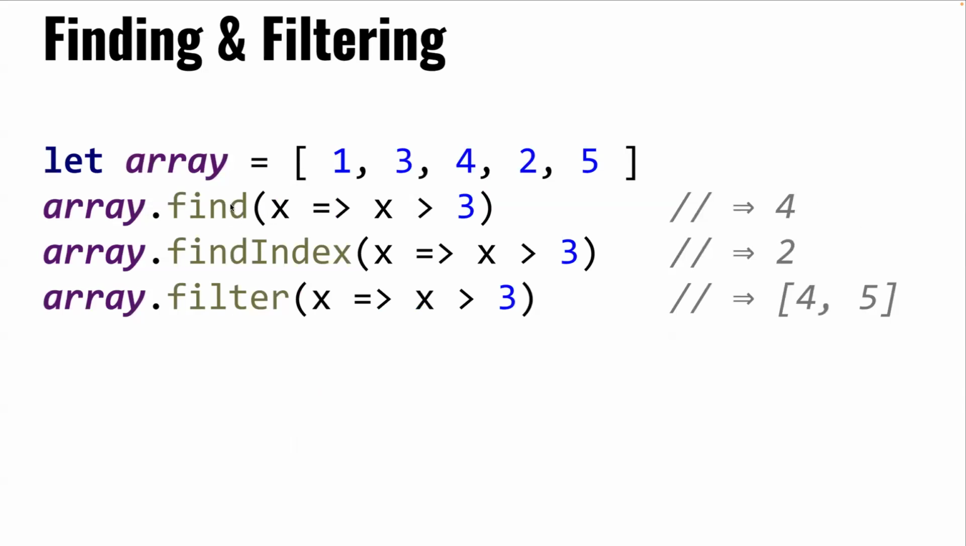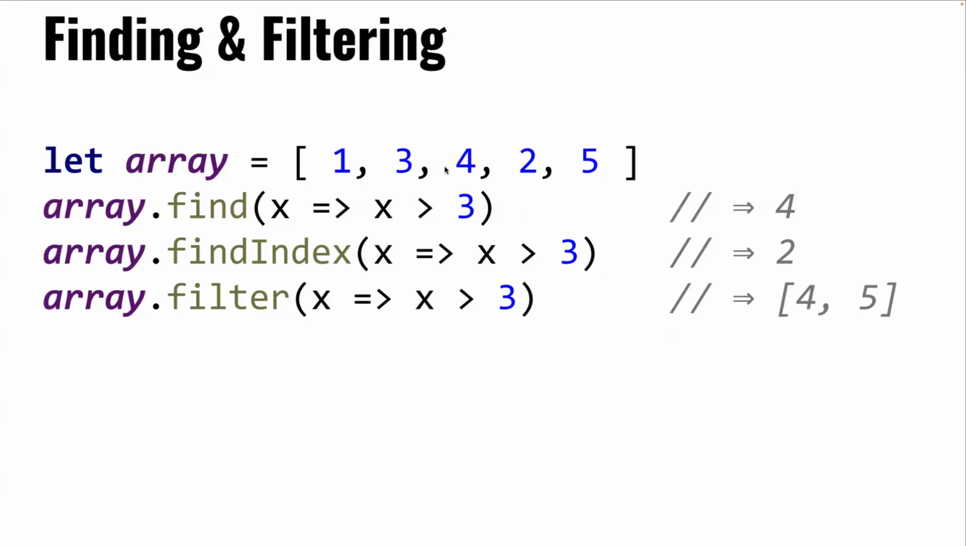So find is checking, in the input 1, 2, 3, 4, 5, which one is greater than 3. When it finds the first one that makes this true, it stops iterating and returns. This whole thing evaluates to the value that made this true. So greater than 3, that's 4. Because 1 is greater than 3? No. 3 is greater than 3? No. 4 is greater than 3? Okay. So this whole thing evaluates to 4.